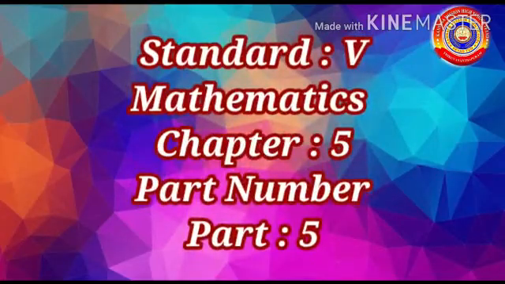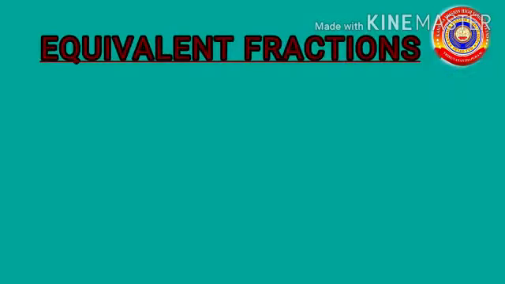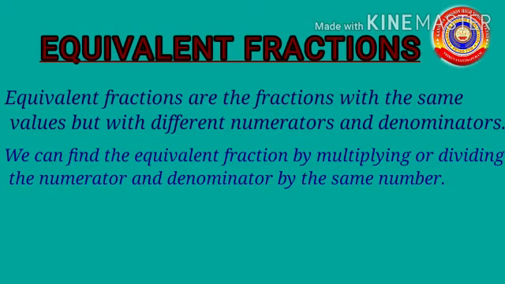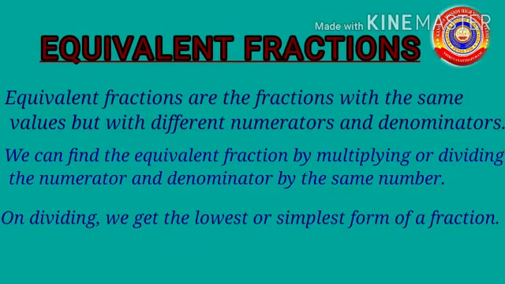Today, we are going to continue our chapter, part number, with the topic equivalent fractions. Equivalent fractions are the fractions with the same values but with different numerators and denominators. We can find the equivalent fraction by multiplying or dividing the numerator and denominator by the same number. On dividing, we get the lowest or simplest form of a fraction.